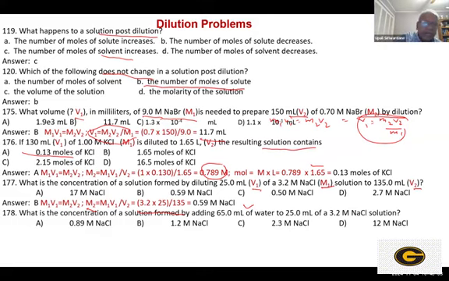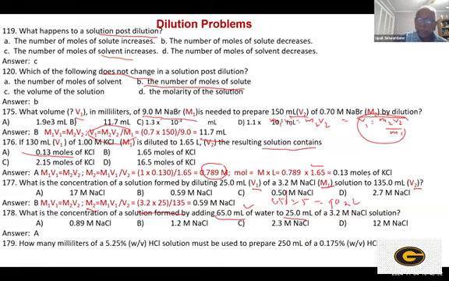What is the concentration of solution formed by adding water to? Now the final solution is 65 plus 25, 90. So you substitute for values, you get the answer A, the final molarity of the solution.